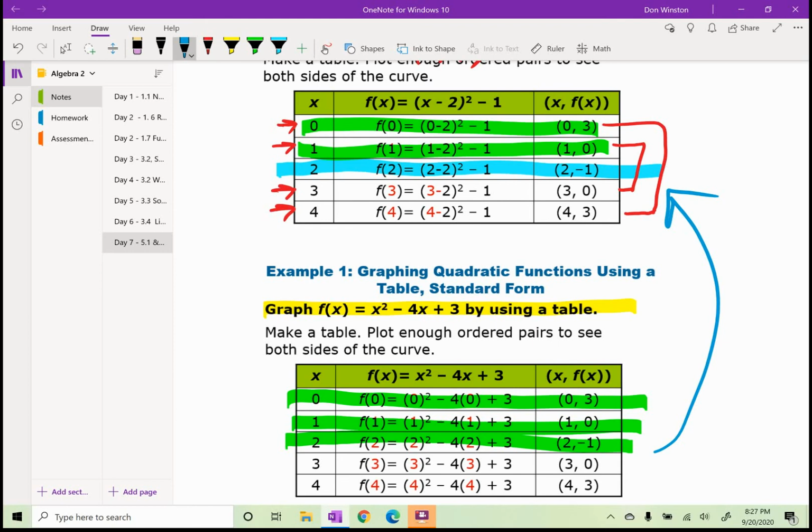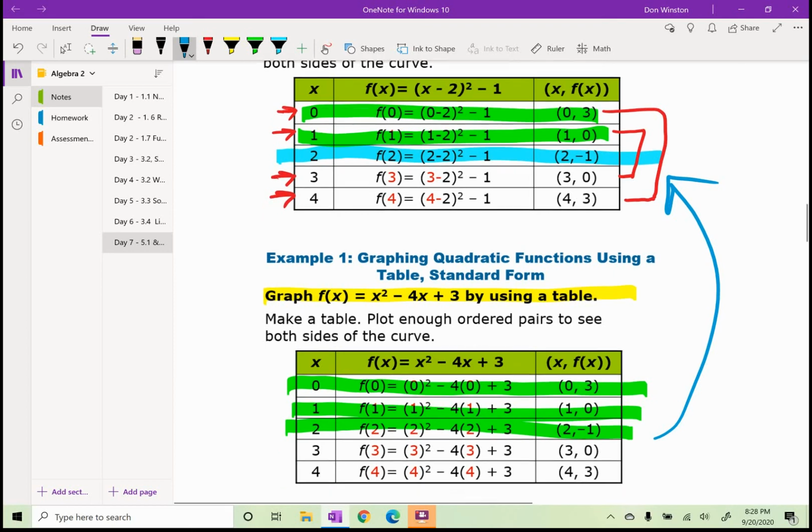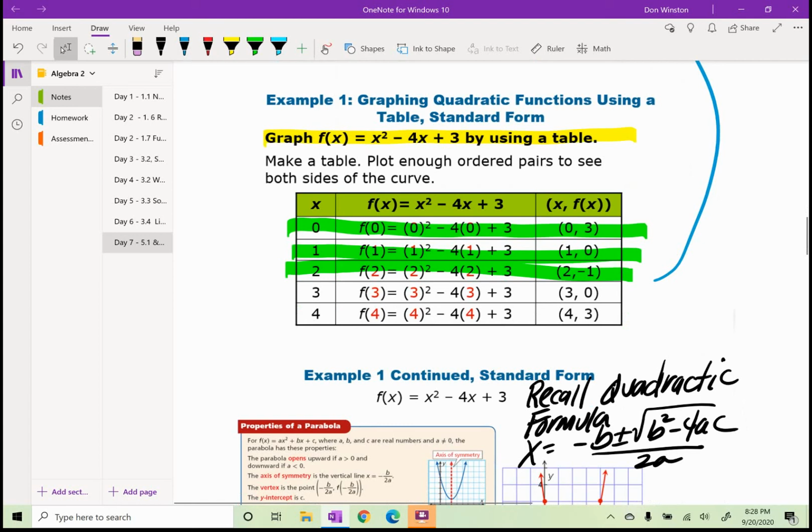But let's say, and you'll have these problems for homework, you're given just the standard form. Then how do you know where to start? You have to find your vertex. That's what you have to do. So let's see here how to do that.